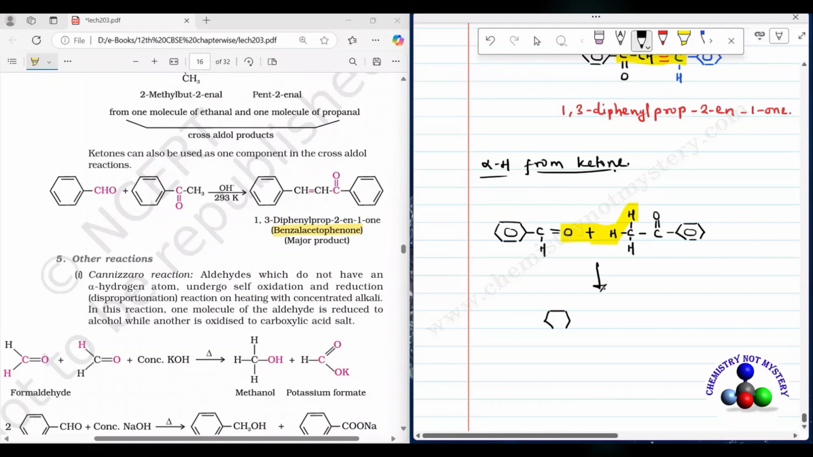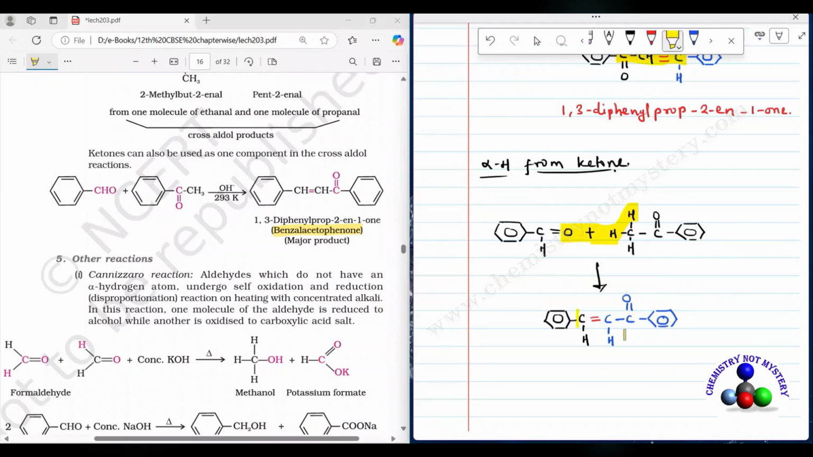So this is phenyl CH. Now you have to draw a double bond between these two molecules, and here you have to write CH single bond C double bond O, and here it is bonded with phenyl. By this short trick you will get the same product of the reaction.